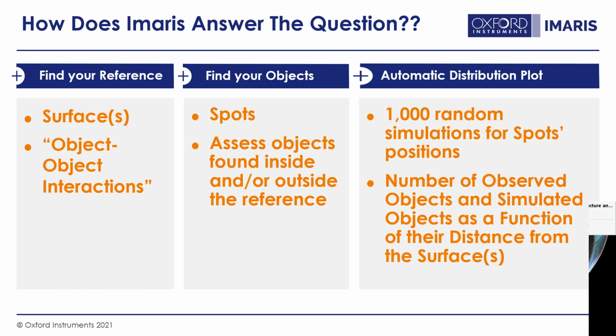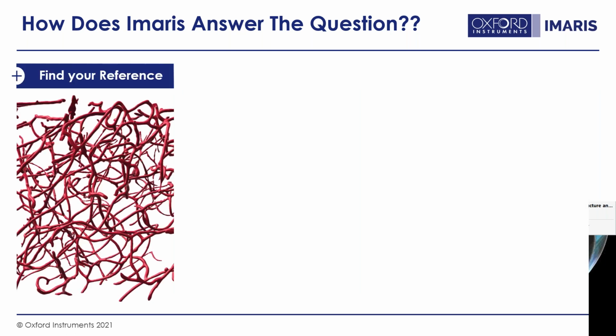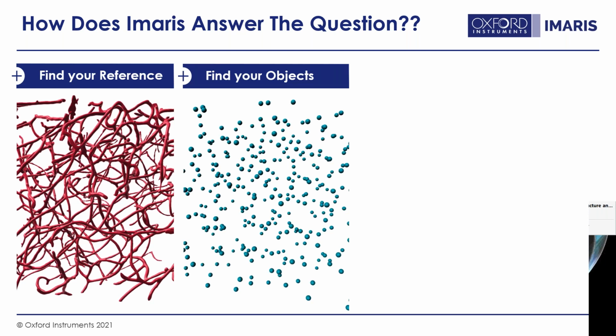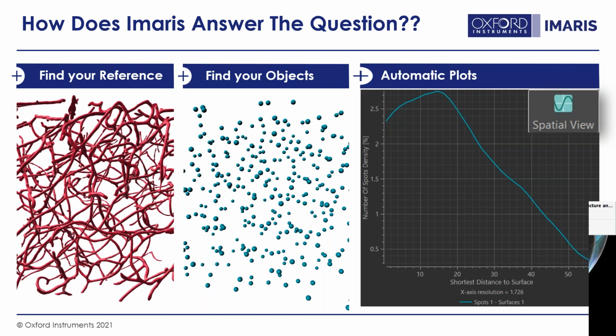Imaris does this for you without you having to do anything, and also plots that complete spatial randomness, the plot of these 1,000 random simulations. So what does that look like? Again, first you find your reference, your surfaces, then you find your spots, your objects, and then you go into Imaris Vantage, which is our plotting view, and within the spatial view, it's a new icon you'll find, you'll automatically get this plot. So what is it telling us?